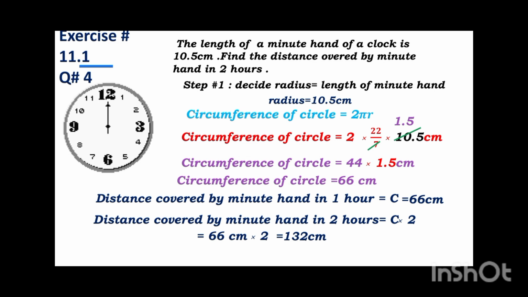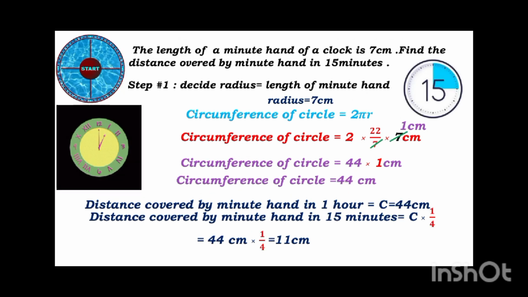You're gonna get 66 centimeter. Distance covered by minute hand in 1 hour, you're gonna get 66 centimeter. That is the circumference. So distance covered by minute hand in 2 hours: C multiplied by 2, 66 multiplied by 2, 132 centimeter.